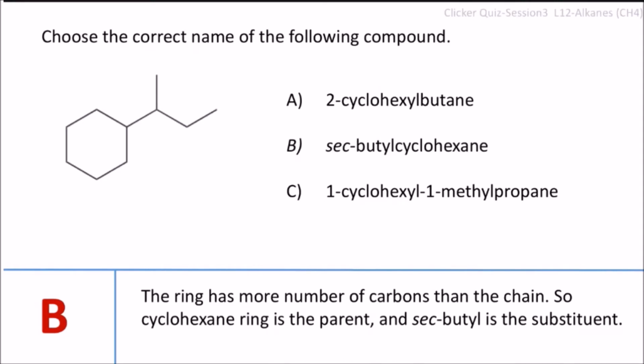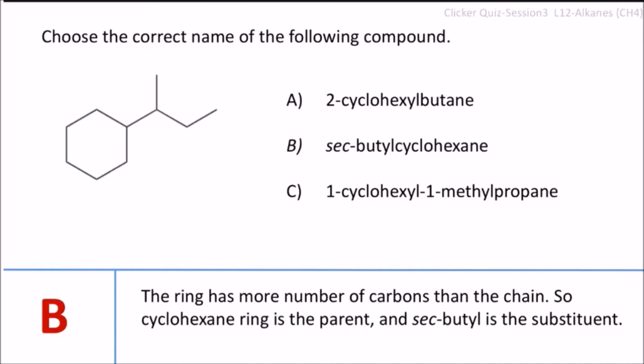And the ring has more carbon atoms than the chain, so the ring is going to be the parent chain, and it has 6 carbon atoms and a cycle. So the name of the parent is cyclohexane. That's going to be the suffix of the name, and the name of the substituent is secondary butyl, right? So that's the prefix, and the complete name is secondary butyl cyclohexane.